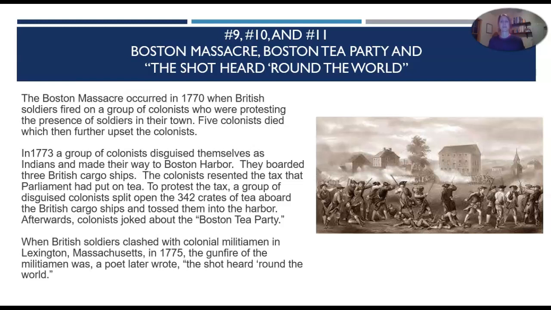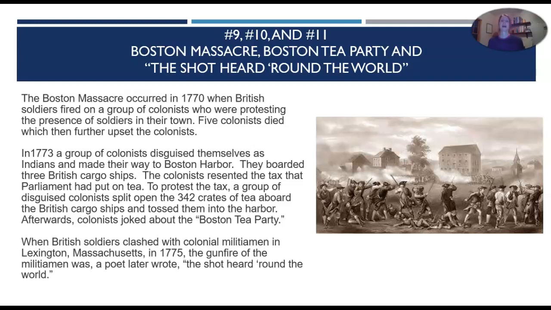In 1773, a group of colonists disguised themselves as Indians and made their way to Boston Harbor. They boarded 3 British cargo ships. The colonists resented the tax the Parliament had put on tea. To protest the tax, a group of disguised colonists split open the 342 crates of tea aboard the British cargo ships and tossed them into the harbor. Afterwards, the colonists joked about the Boston Tea Party. So if you're wondering where it got its name, that's where.